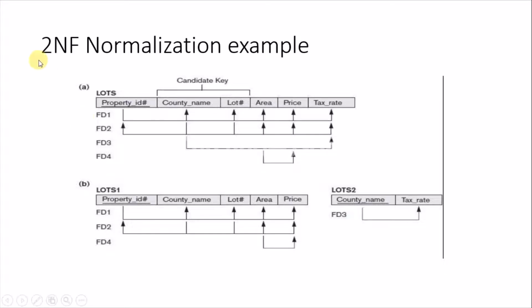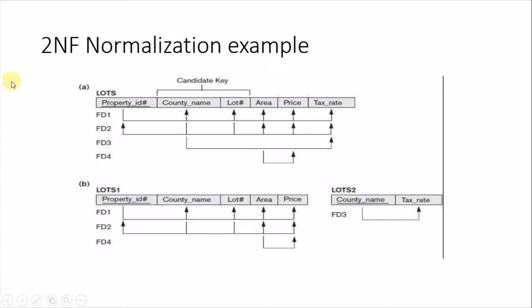So loads is the original relation. We can decompose that into two relations, loads 1 and loads 2, where loads 1 contains the functional dependencies FD1, FD2 and FD4, because that is not going to make any problem with the definition of 2NF. Every non-prime attribute is fully functionally dependent on every key. Here the tax rate depends on county name, which is a prime attribute. So that is a violation of 2NF.